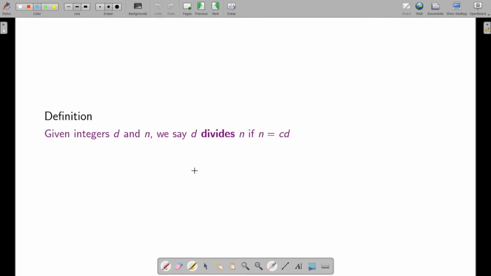Okay, so we say that the integer d divides the integer n if we can express n as some c times d.